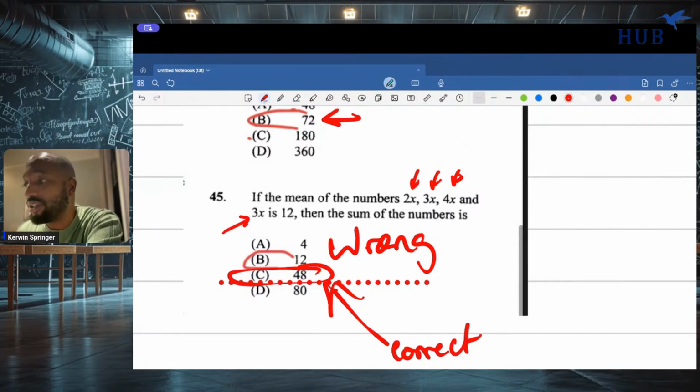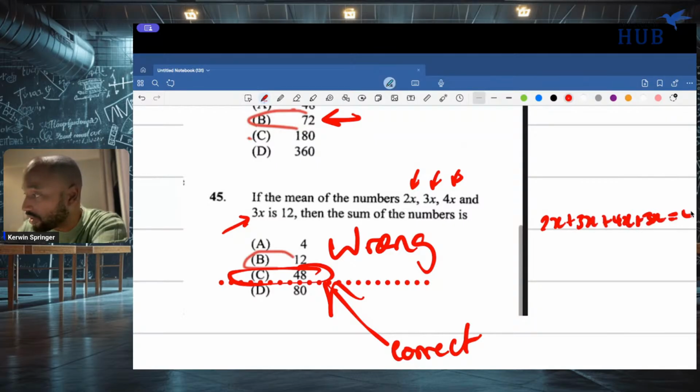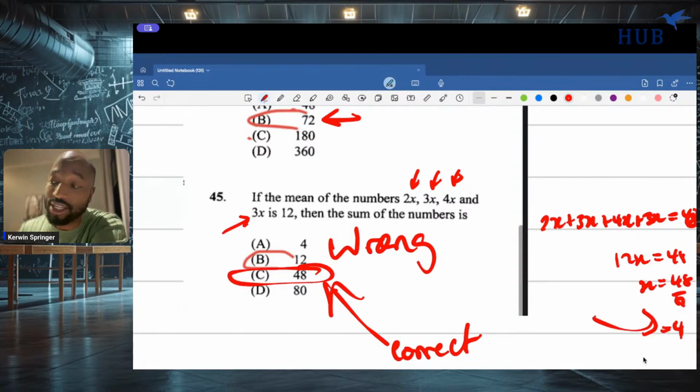If you want to find out the value of x, that's different, and they have a different way they could bring that question. They could ask you, what is the value of x? So you have to add up all of this and equate it to 48. You'd say 2x plus 3x plus 4x plus 3x is equal to 48. 3x and 3x is 6x, so 12x is equal to 48. So x is equal to 48 divided by 12, which is 4. So that's a different version of the question, if they ask you what is the value of x. But if they ask you what is the sum of the numbers, it just means 4 times 12.